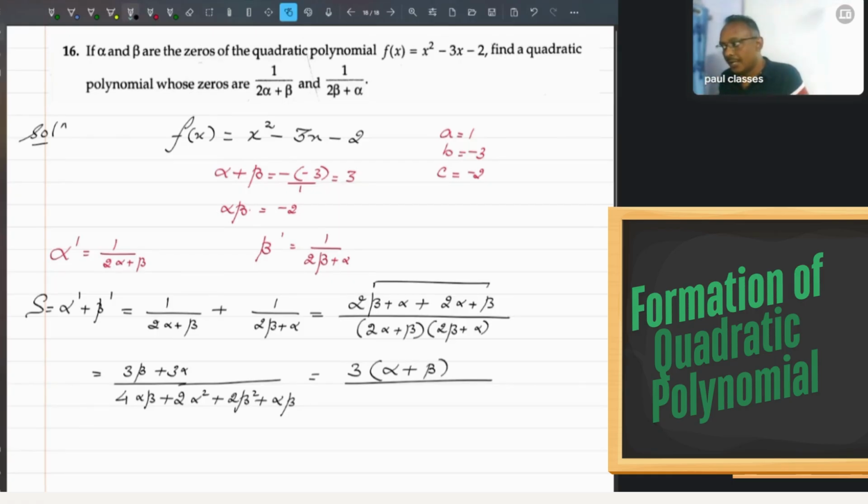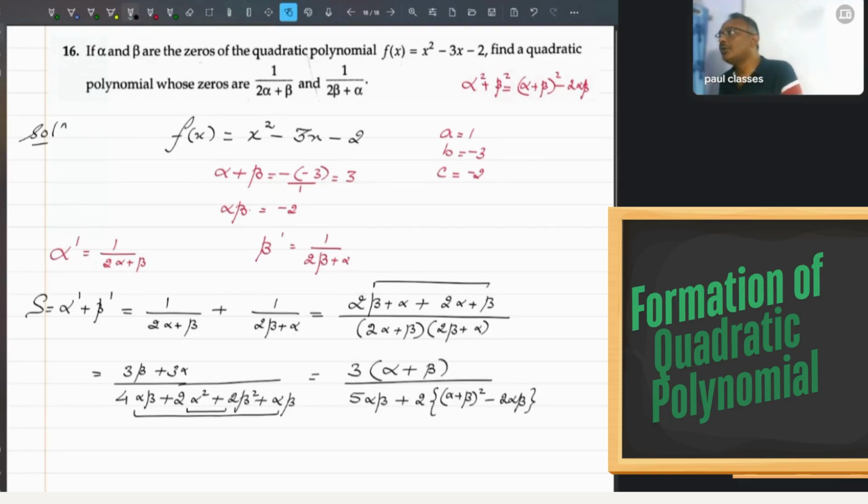Next, can we add these two, 5 alpha beta? Is there anything coming out common from here? 2 common निकलेगा तो क्या बचेगा? Do you know any identity of alpha square plus beta square? What is it? Minus 2 alpha beta. So put that value here. Alpha plus beta का whole square minus 2 alpha beta.